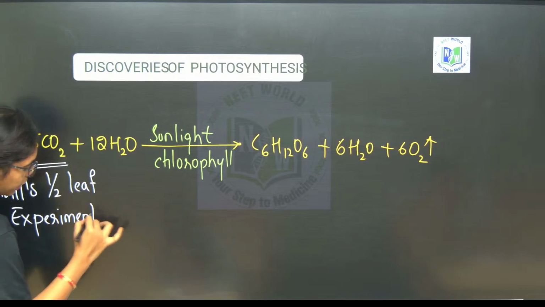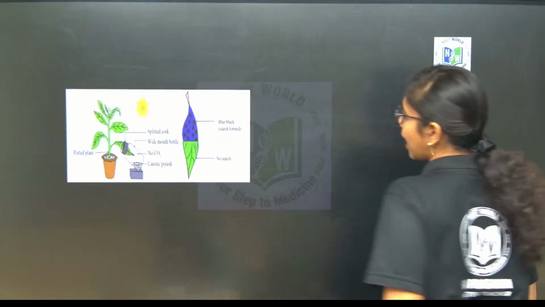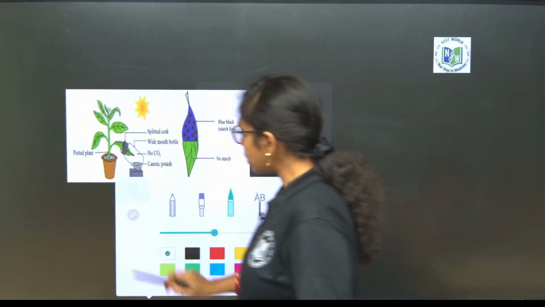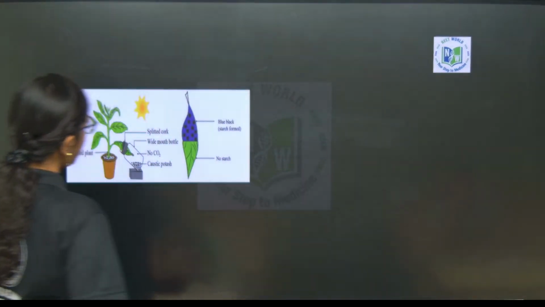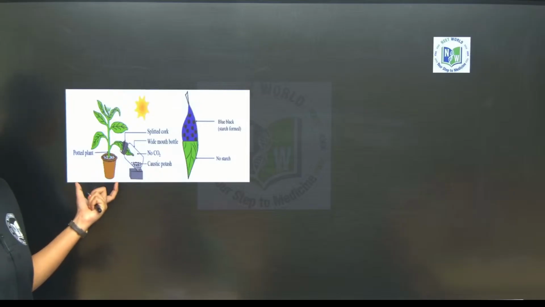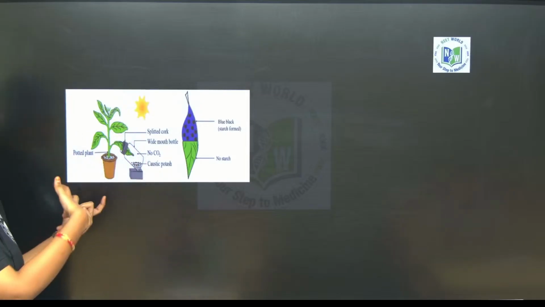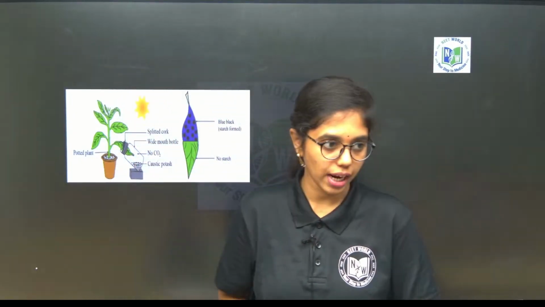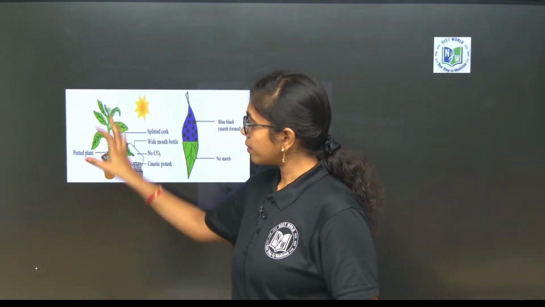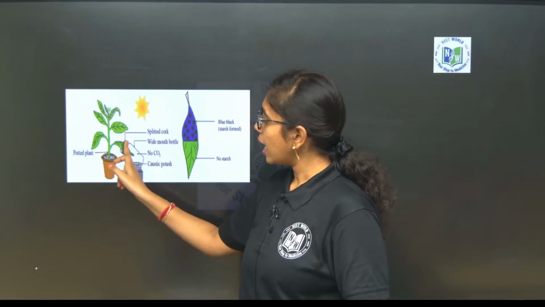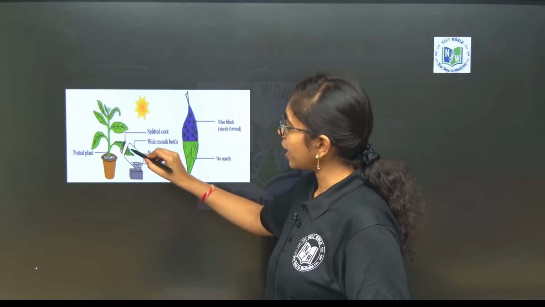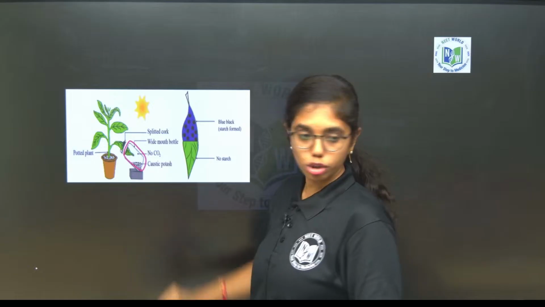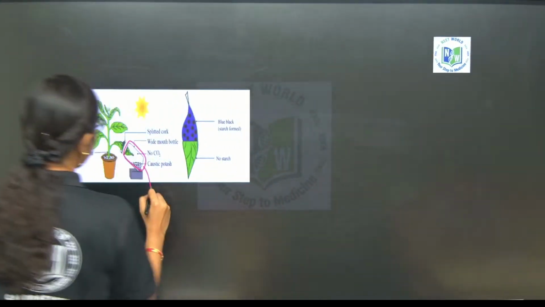Fine. I will be telling you what Moll's half-leaf experiment is. Can you see this diagram clearly? Here a potted plant is taken which is placed under the sunlight. Of course, a few of you have done this experiment in your 10th standard. See how the plant is exposed to sunlight, and half of the leaf is kept in potassium hydroxide solution. Half of the leaf is placed where?